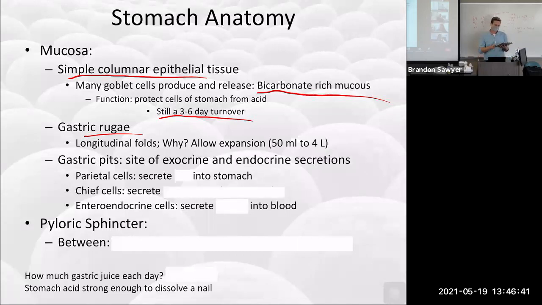Okay, there's little gastric pits. These are the sites of both exocrine and endocrine secretions. Okay, and there's 3 primary cells in there that we'll talk about. The first one is the parietal cells. These are the ones that secrete the acid, hydrochloric acid.